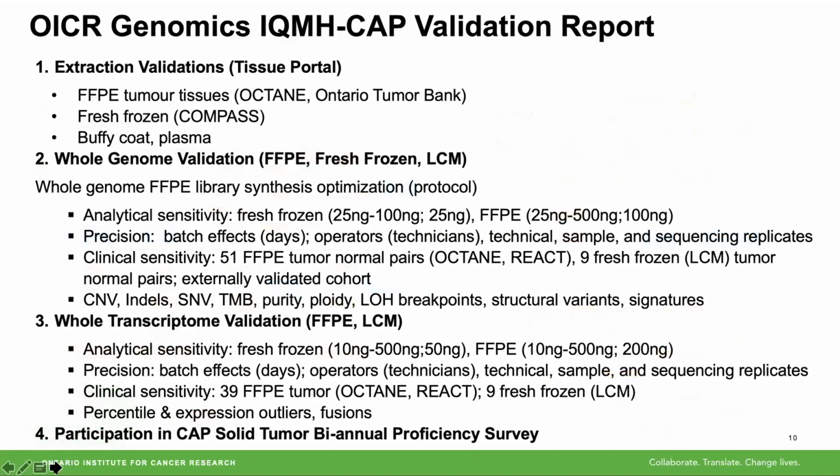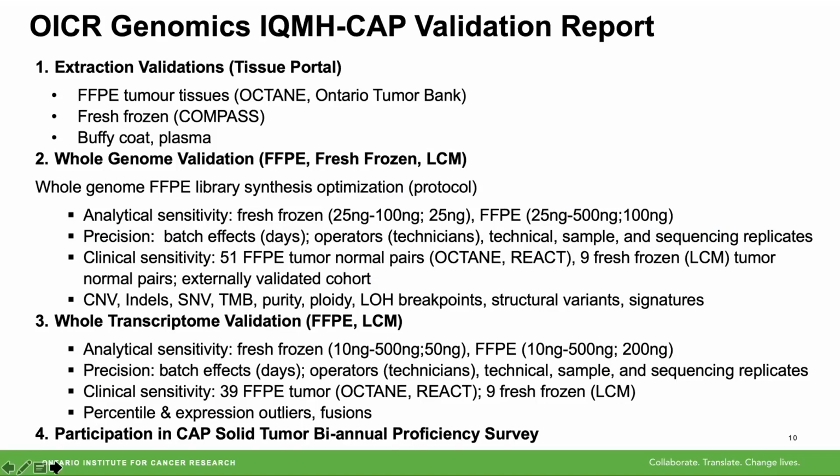So one of the parts of our validation is to use real-world tissues. As everyone has probably experienced, we've had hiccups with some commercial controls. So we have used tissues that have been provided by the Ontario-wide Targeted Nucleic Acid Study, as well as samples collated at OICR through the Ontario Tumor Bank. We have used tissues from the PanCureX initiative at OICR, known as COMPASS, and we have also used a variety of buffy coat and plasma samples.